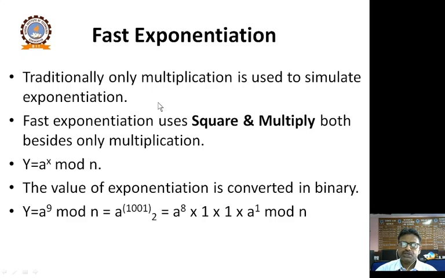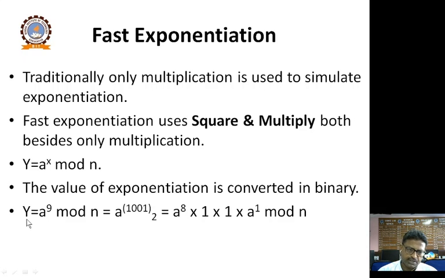Exponentiation can be calculated with the help of a fast exponentiation method. Traditionally we use only multiplication to simulate the exponent, but this fast exponentiation method uses both the square method as well as multiply, besides only using multiplication. So how is it done? Suppose y is equal to a to the power x mod n, and the exponent is first converted into a binary number.